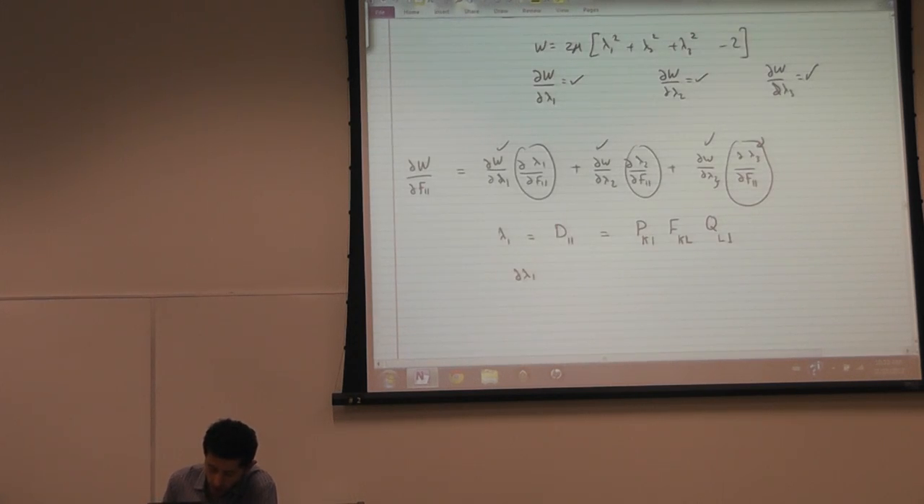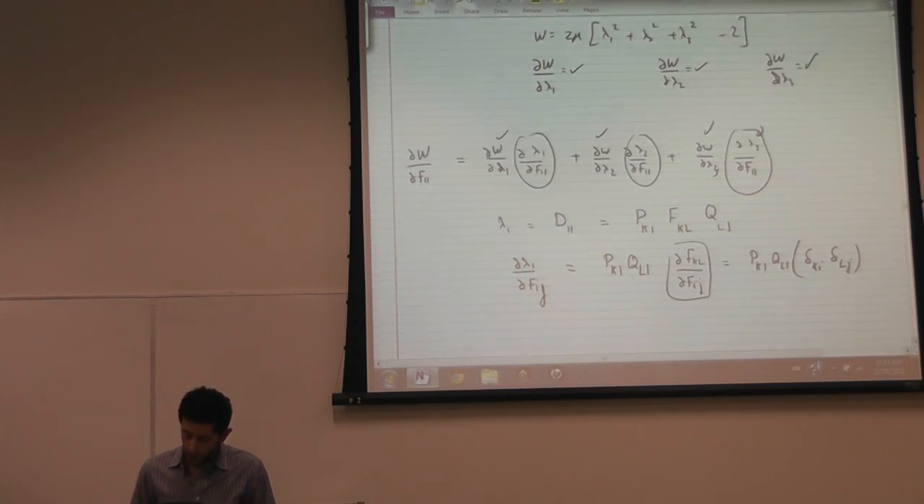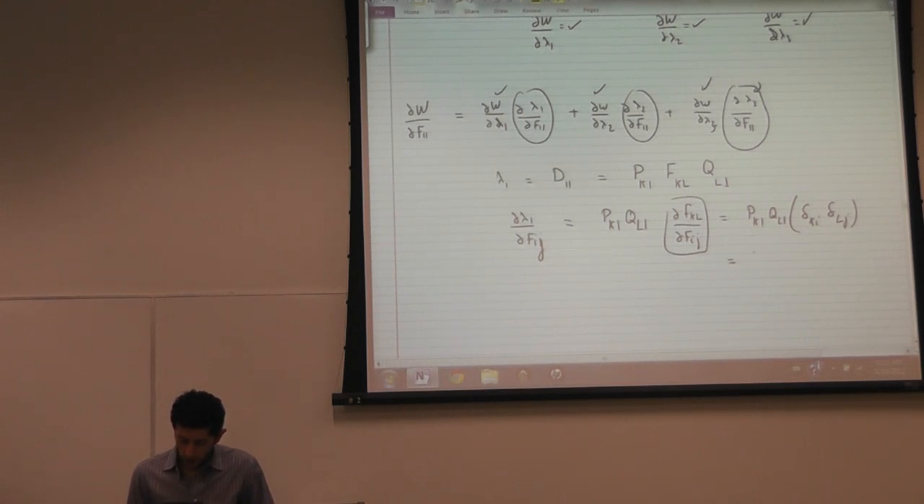And if you want partial lambda 1 by partial F_ij, this will be equal to P_kl k1, Q_l1, partial F_kl by partial F_ij, which is equal to P_k1, Q_l1, delta_ki delta_lj, because this is only 1 when k is equal to i and l is equal to j and everything else is 0. So this is equal to P_i1 Q_j1.